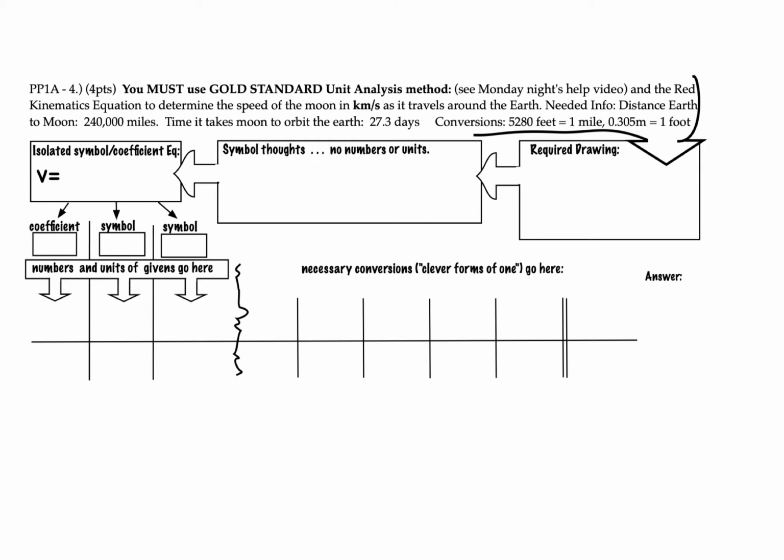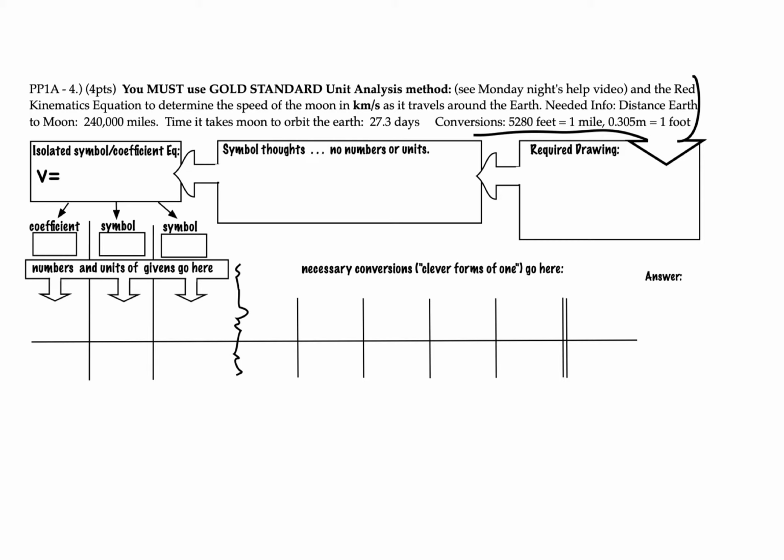We'll work one of these in class probably tomorrow, maybe Wednesday, so you have more practice. But this is a good one to practice on. Gold standard can handle any kind of problem. Any kind of physics problem really can be handled with gold standard, even if the units are crazy. All right, so it's a red kinematics equation to determine the speed of the moon.